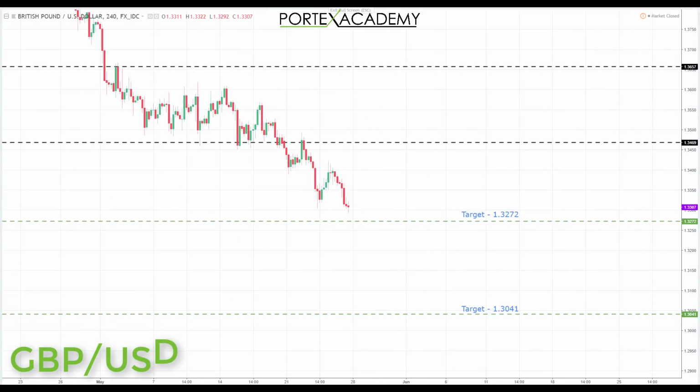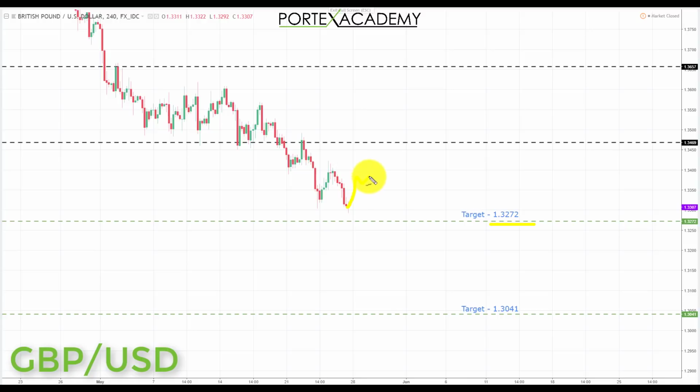Next, we have pound dollar. Now, last week we came down, took out the target set from last week at the 1.3401, and we're now sitting very, very close to target 2 set from last week at the 1.3272. So very simply put, for anybody not involved in last week, if we're going to get secondary positions or a new entry in this, we would first of all need to get that risk to reward.